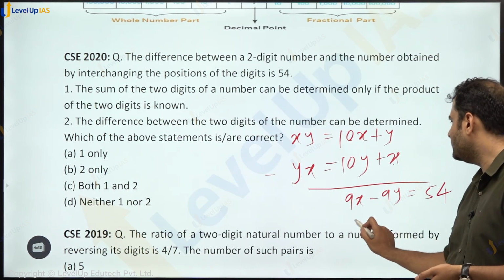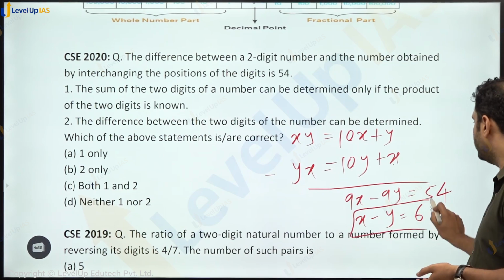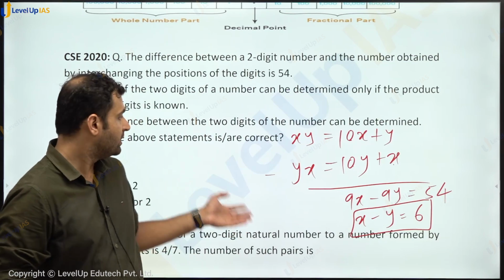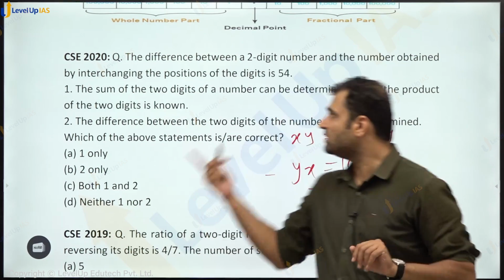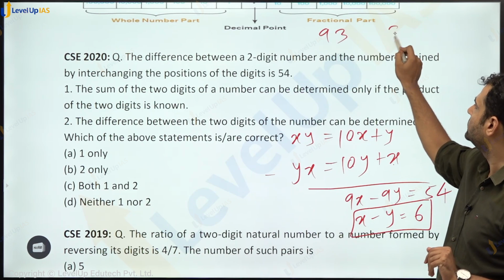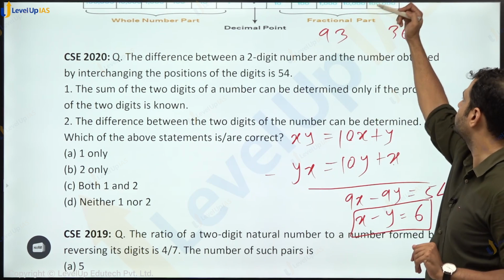If we divide by 9, you simply get x minus y is equal to 6. This information is what we obtained from the question. x minus y is equal to 6, meaning these numbers are of the type like 9 and 3, and 3 9. If you take the difference, it will be 54, and so on. 6 9, sorry, rather.